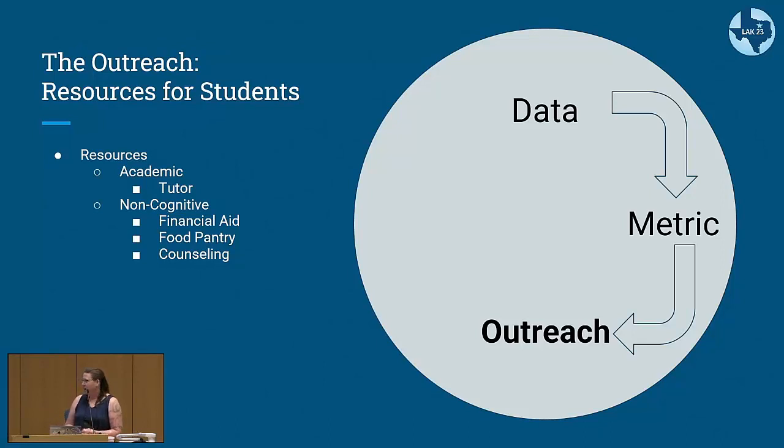But we also had a variety of non-cognitive resources that the peer guide would keep track of and point students towards. These included financial aid, the food pantry that the campus maintained, and counseling services, as well as others.